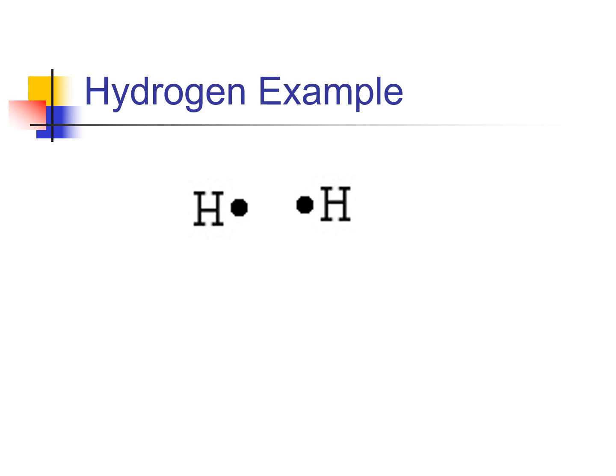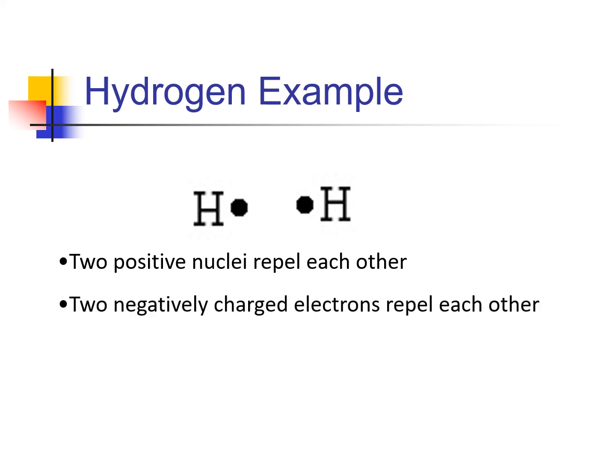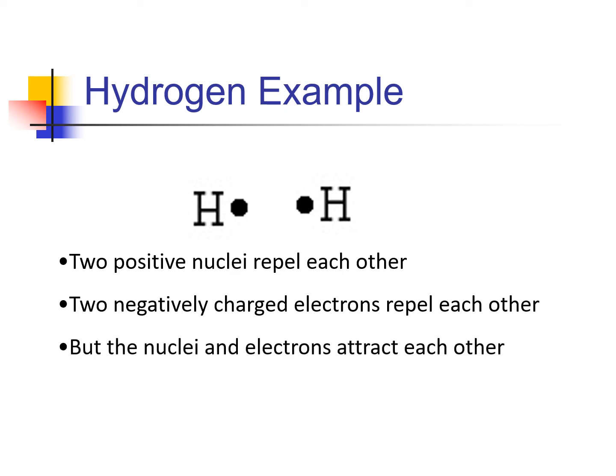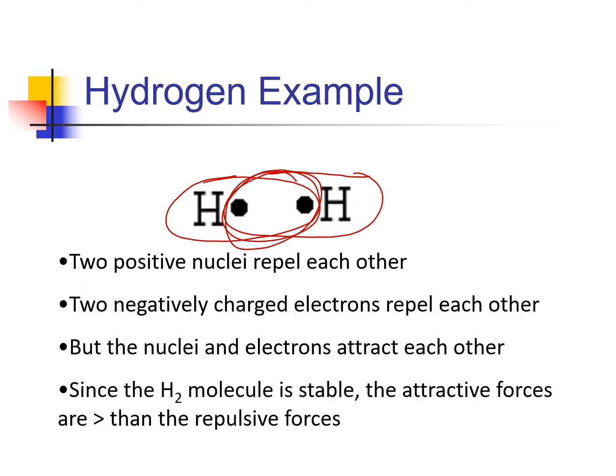So with hydrogen we see here, here are 2 hydrogen atoms, and here are their Lewis structures. What's happening is the 2 positive nuclei are repelling each other, the 2 negatively charged electrons are repelling each other, but the nuclei and electrons are attracting each other. The nucleus of this hydrogen is attracted to that electron, this nucleus is attracted to that electron, and this shared middle ground here, that's effectively what the bond is.